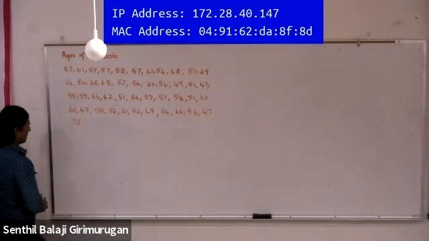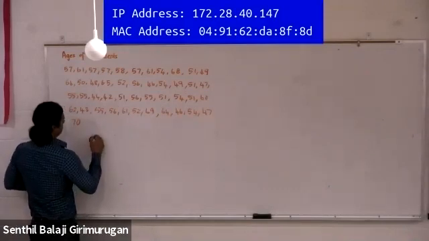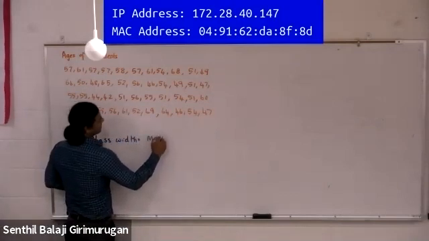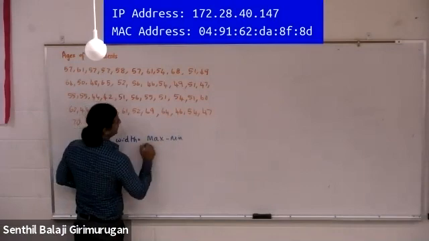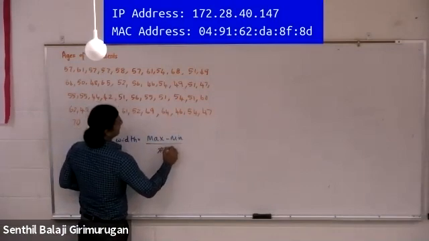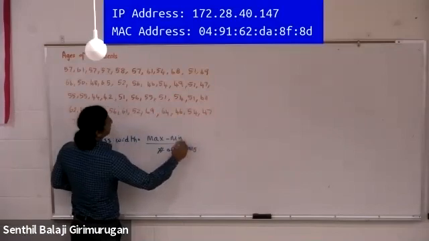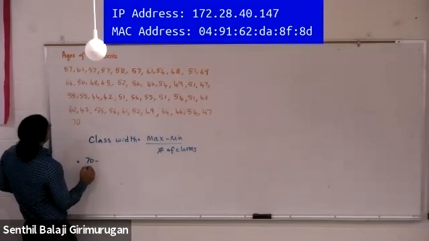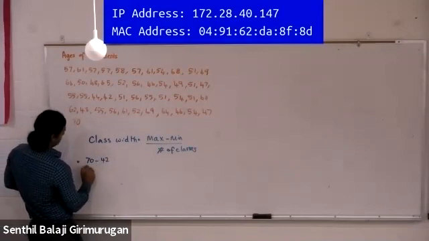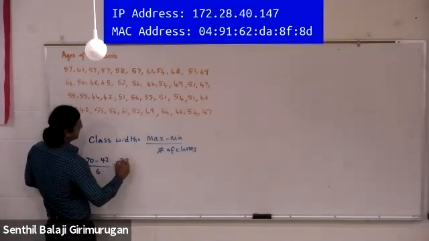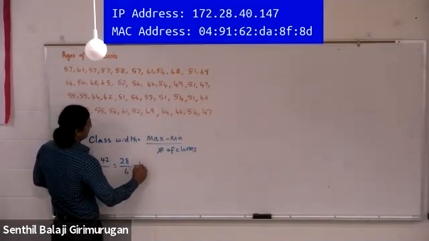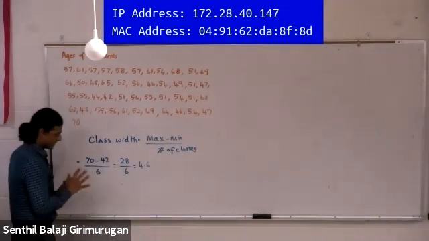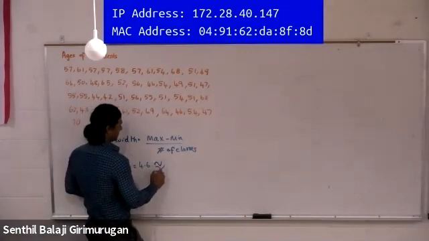The class width is simply the maximum value minus the minimum value divided by the number of classes. So what is the maximum value that we have? 70. The minimum, 42. 70 minus 42 is 28, divided by 6, that would be 28 over 6, which is 4.6. Right. Now, the way the book suggests of doing this is to always round up.